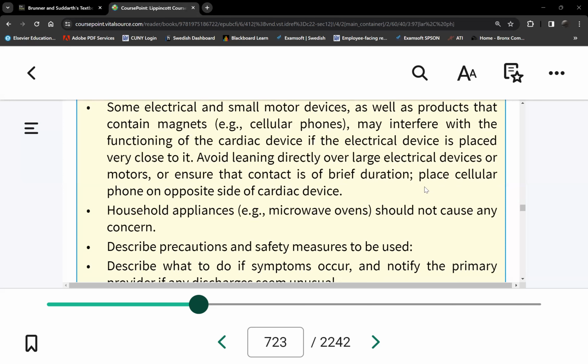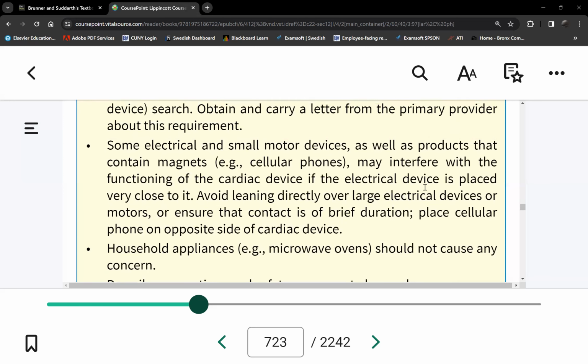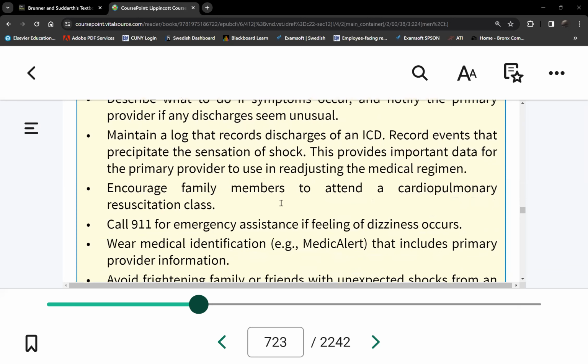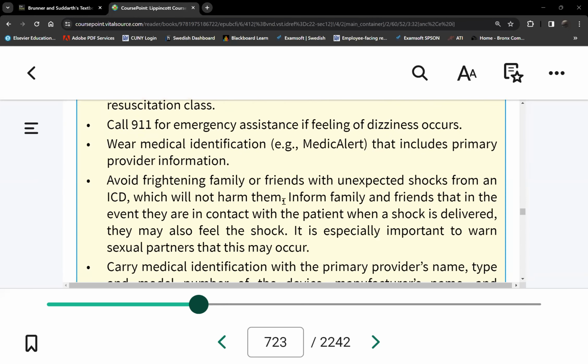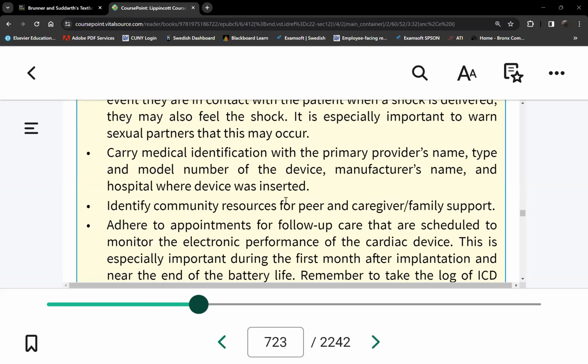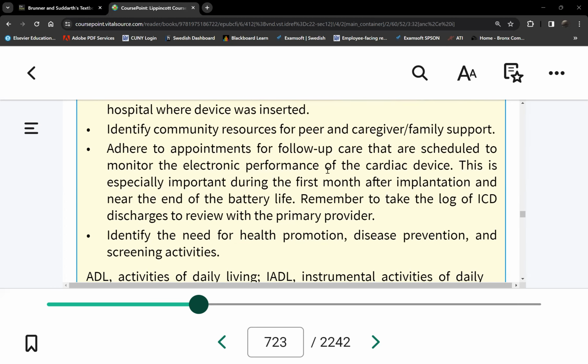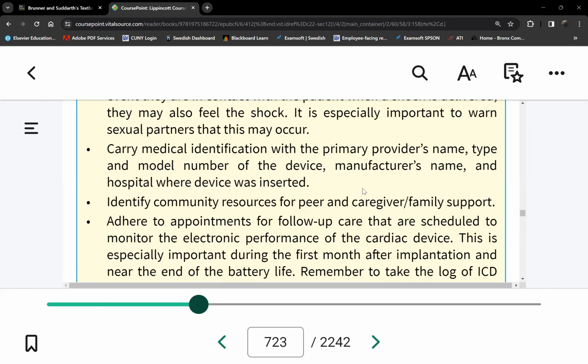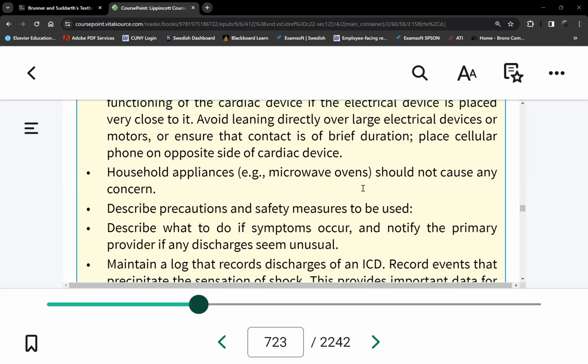TSA security devices. So those things that they have, a wand, right? They have handheld, and they also have that big one wherein you take off your shoes and put your arms over your head. It tells you here that if you go through airport security, you should show them your device information, because you're usually given an ID or a card to show the TSA officers. So ask to be searched manually.